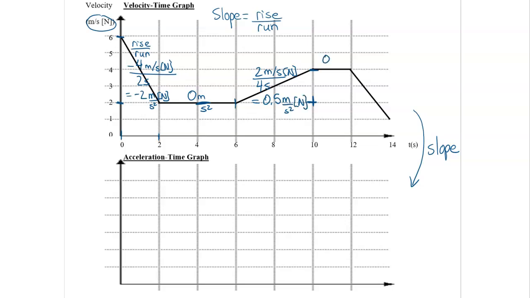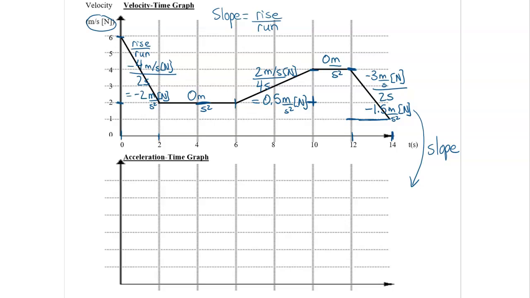Now the next segment, for the same reasons as the second segment, is 0 meters per second squared. And then now we have this negative slope again. We're starting at a value of 4 and ending at a value of 1, so the rise is -3, so -3 meters per second to the north. And then the run is from 12 to 14 seconds, so that's 2 seconds, which gives me a slope of -1.5 meters per second squared.